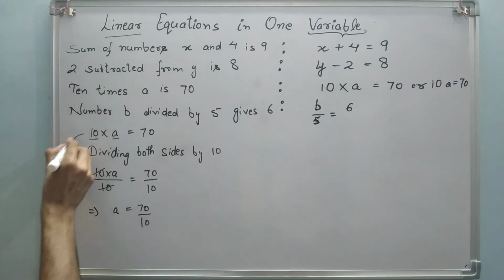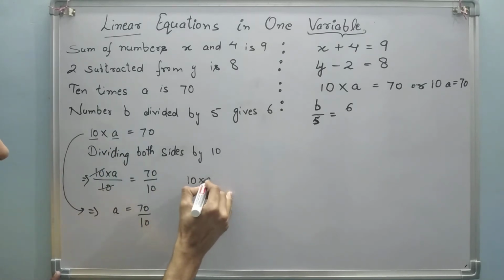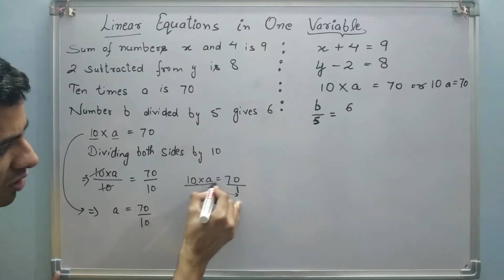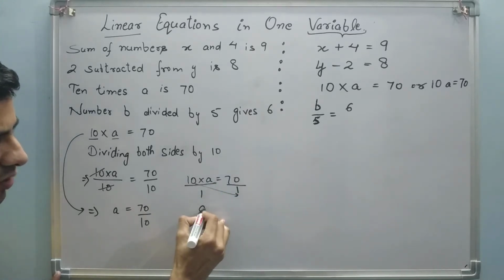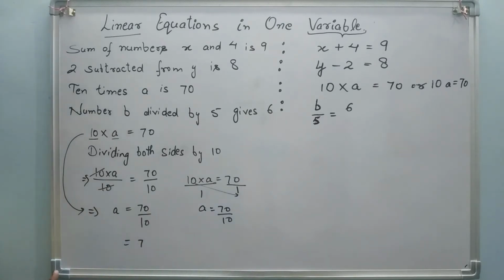Or if you see from this step directly, this step, 10 into a equal to 70, in cross multiplication this 10 will go to the denominator, upon 1 upon 1. So a is equal to 70 upon 10, and a comes out to be 7.